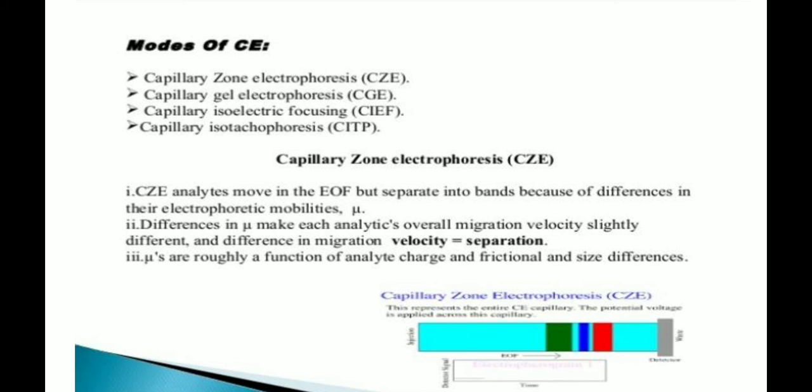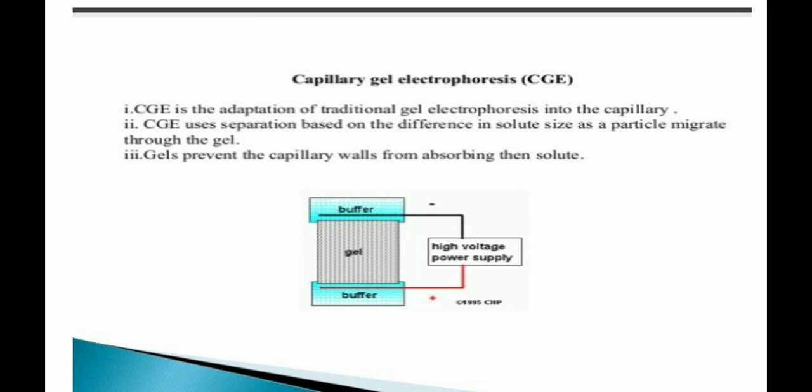Then the second mode is capillary gel electrophoresis. They use gel, right? By the name you can easily understand. This is the adaptation of traditional gel electrophoresis into the capillary. There is only one difference, that is gel. And the first one was zone, so we get zones. This capillary gel electrophoresis uses separation based on the difference in solute size as particles migrate through the gel.